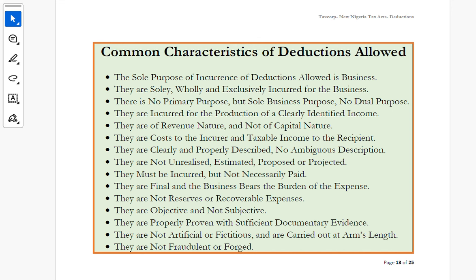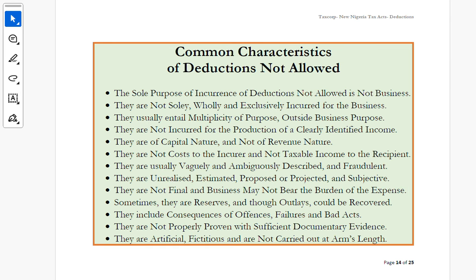They are clearly and properly described, no ambiguous description. They are not unrealized, estimated, proposed, or projected. They must be incurred but not necessarily paid. They are final and the business bears the burden of the expense. They are not reserved or recoverable expenses. They are objective and not subjective. They are properly proven with sufficient documentary evidence. They are not artificial or fictitious and are carried out at arm's length. They are not fraudulent or forged.